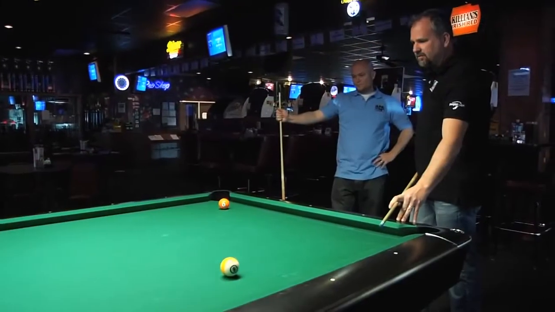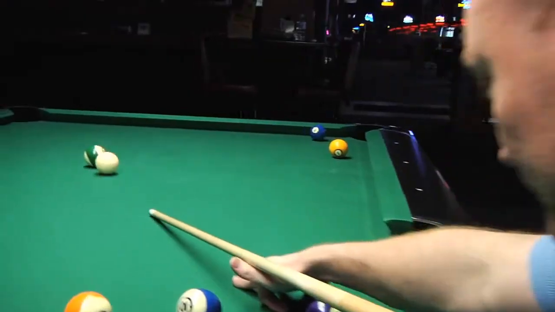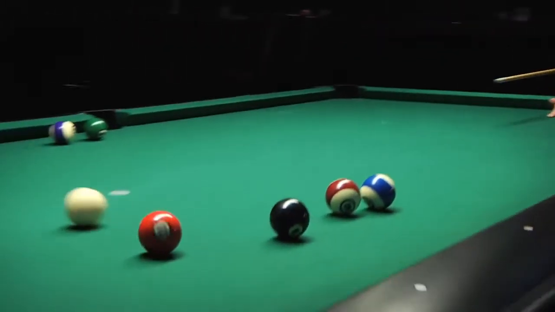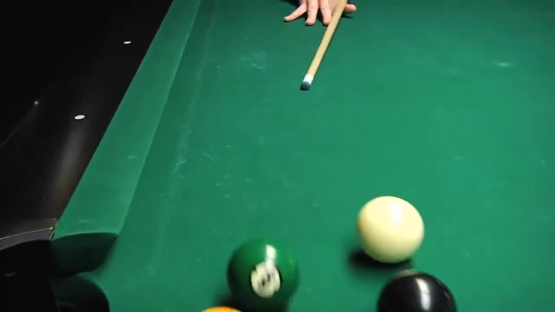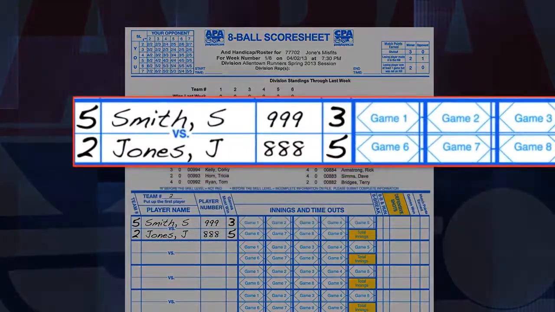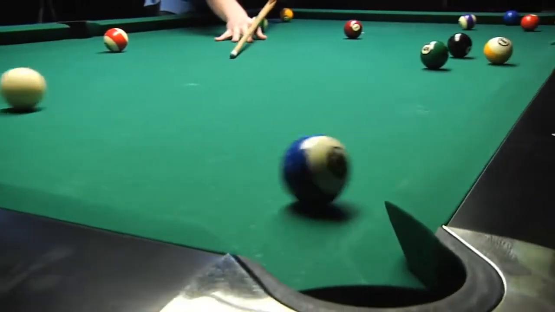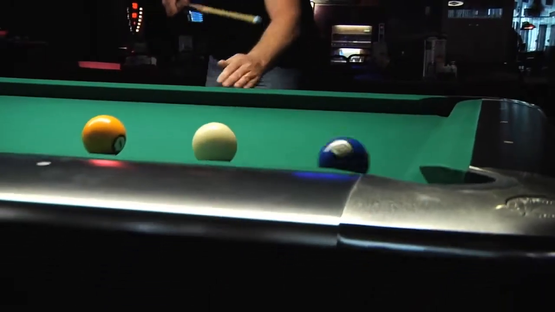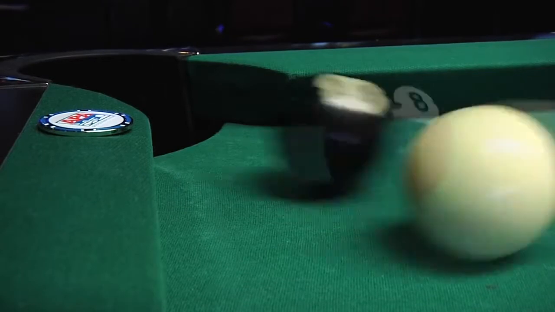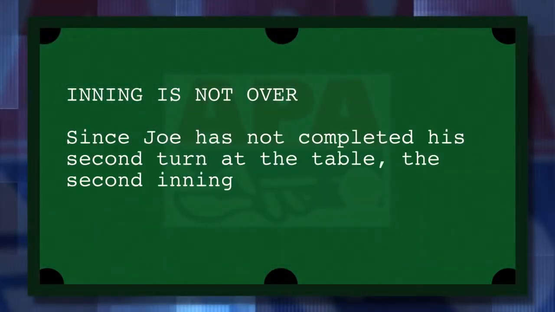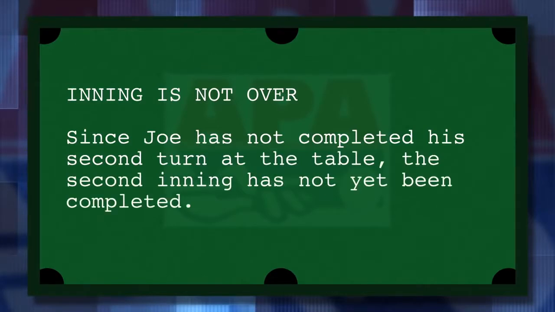For example 1, Steve wins the lag, breaks, pockets 2 balls and then misses the 3rd. Joe then pockets 5 balls and misses the 6th. You mark in the game block 1, 1 inning. Steve then pockets 1 ball and then misses. Joe then finishes pocketing his remaining balls and the 8 ball, winning the game. However, since Joe has not completed his second turn at the table, the second inning has not yet been completed.